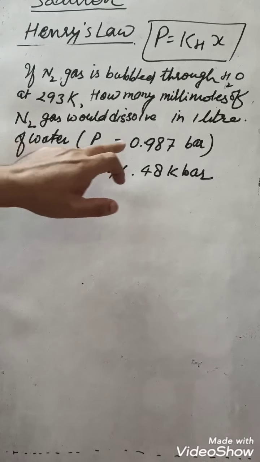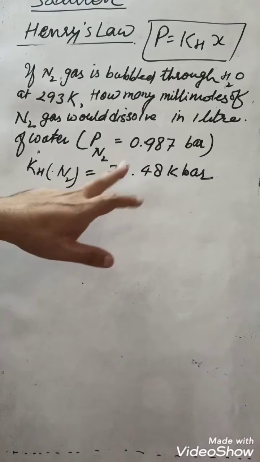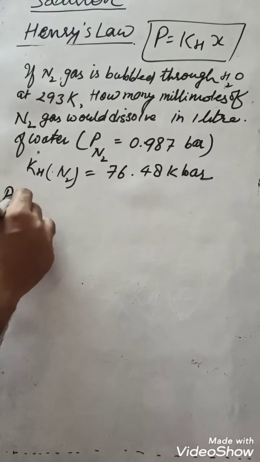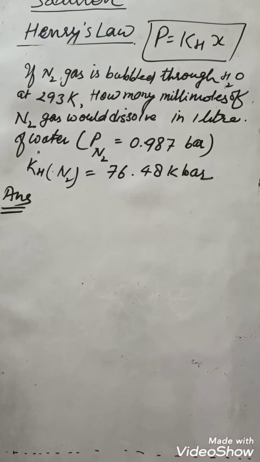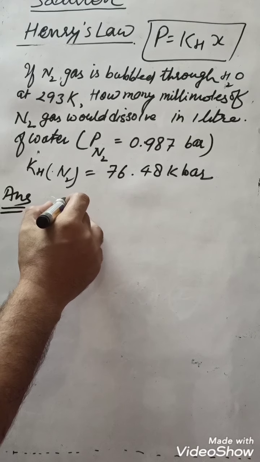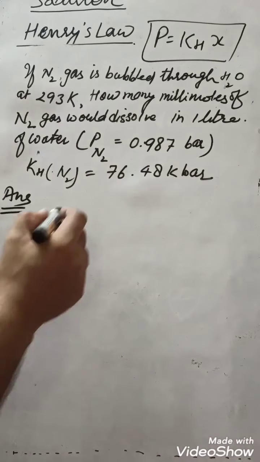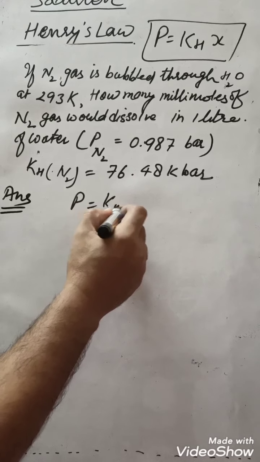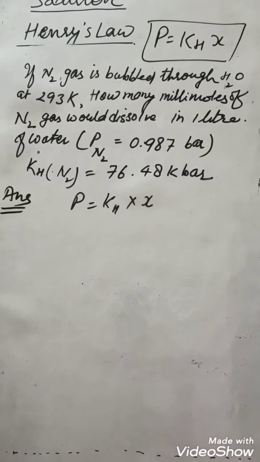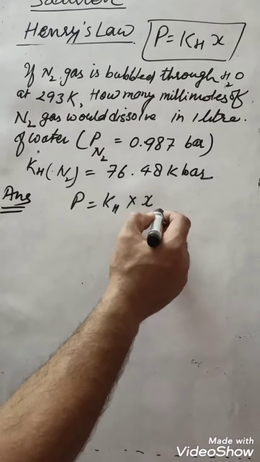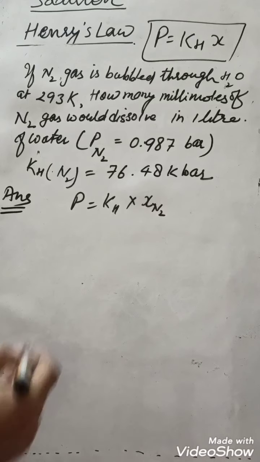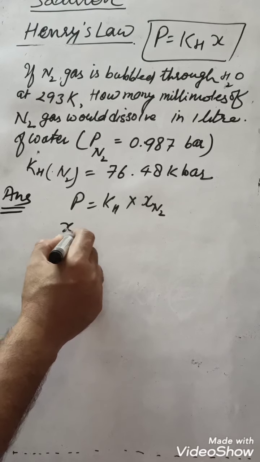Partial pressure of nitrogen gas is given and Henry's law constant is given. So what is its solution? You know, solubility is related to mole fraction in aqueous solution. Then, as per the law, P is equal to KH into X. X means the number of moles of N2, we can simply say. So what is the number of moles of N2 gas here?